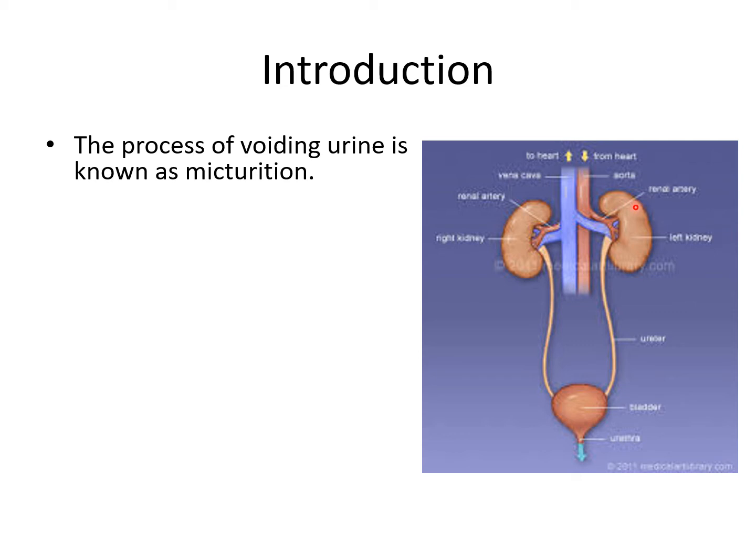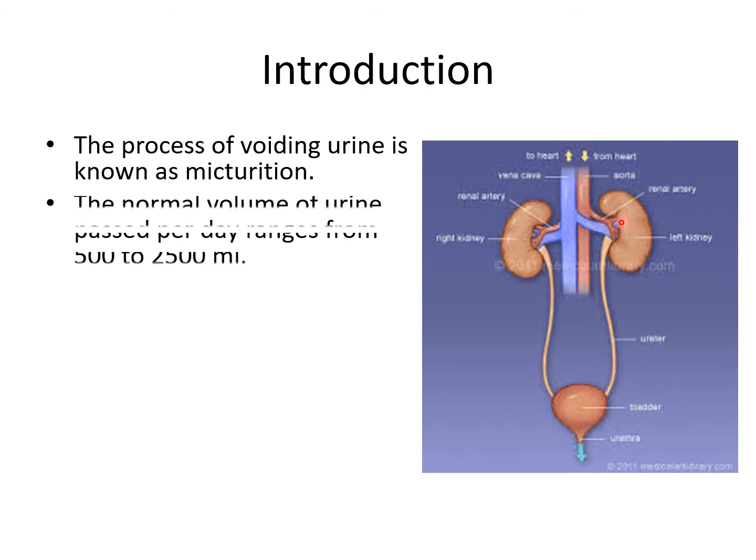Of that 125 ml per minute, which comes to nearly 180 liters per day of glomerular filtrate, while passing through the different parts of the renal tubules it undergoes tubular reabsorption and or secretion, which ultimately causes formation of urine. So from that amount of blood, only 500 to 2500 ml of urine is formed per day. So the normal volume of urine passed per day ranges from 500 to 2500 ml.